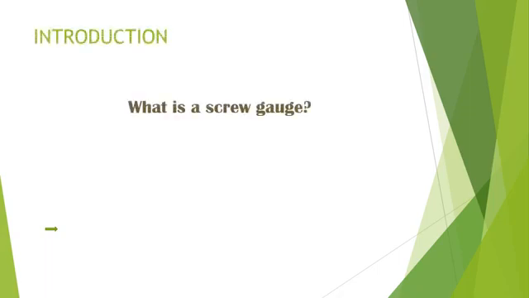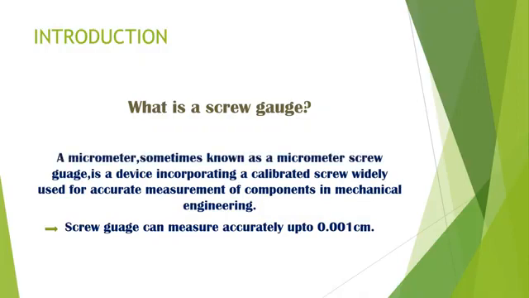Now, whenever someone tells you about the word screw gauge, definitely you will think, what do you mean by a screw gauge? So a screw gauge is nothing but a micrometer, sometimes also known as a micrometer screw gauge, which is a device incorporating a calibrated screw widely used for accurate measurement of components in mechanical engineering. Screw gauge can measure accurately up to 0.001 centimeters. So basically, this statement tells us that screw gauge is an instrument used for measuring accurately the diameter of a thin wire or the thickness of a sheet of metal.